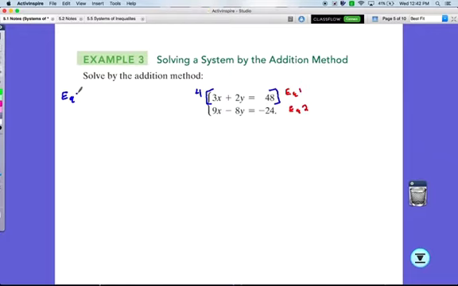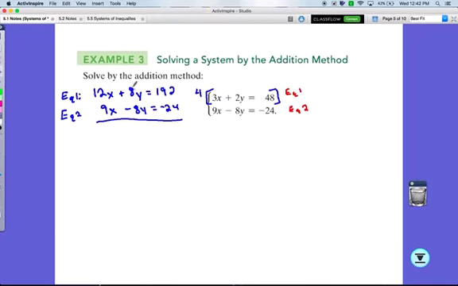So equation 1 is now going to be 4 times 3x, which is 12x. 4 times 2y is 8y. And 4 times 48, oh, that's a big number. Carry the 3, 192. Make sure I did that right before I go any further. 4 times 8 is 32. Yeah. And then equation 2, I've got 9x minus 8y is equal to negative 24. I did not have to change that one on this particular problem.